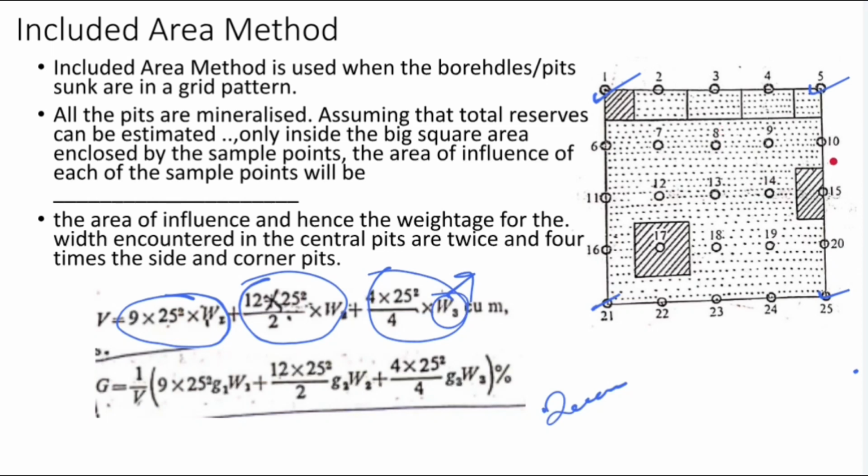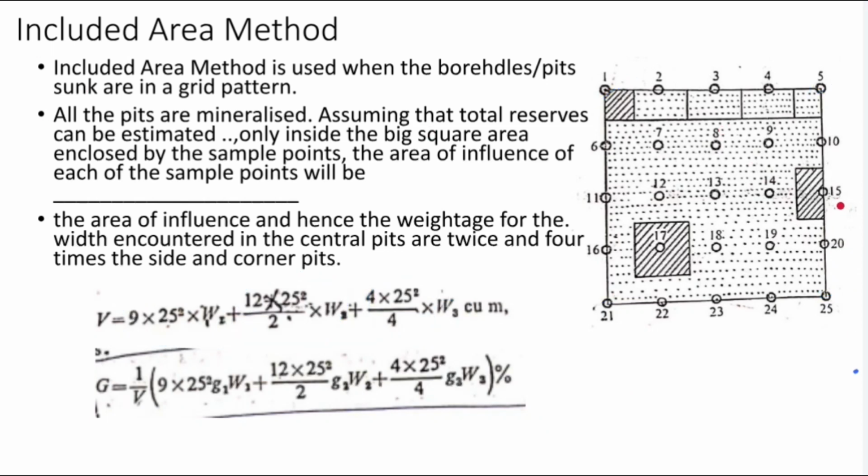So while calculating average grade, what do we have to do? We have to multiply G1, G2, G3 with the respective volumes and divide by the whole volume. This is the formula for the whole average grade. Everyone getting this? If anyone has any doubt, please tell. After that, I will give you the previous question to solve.